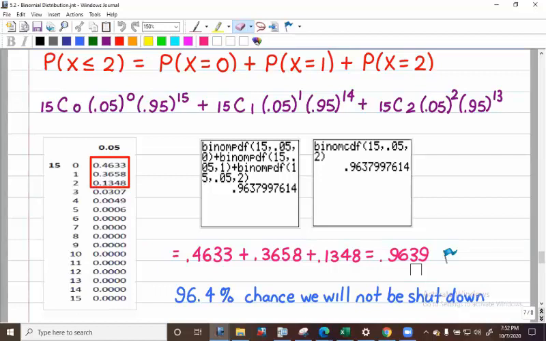But anyway, I would just do it with the chart and go 0, 1, 2, n is 15, p is 0.05, add them up and be done. But you can use the CDF if you feel comfortable with that. I certainly wouldn't do 3 PDFs unless you want to; it just takes longer. Anyway, the answer is 0.9639. So that means we've got a 96.4% chance we will not be shut down.